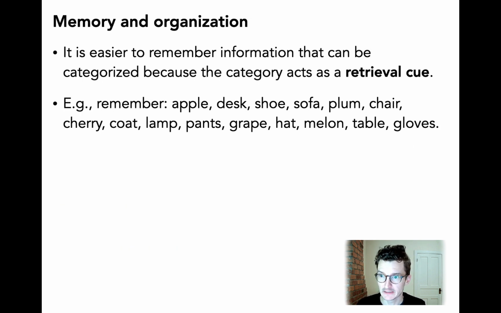Learning material is easier if you can categorize it. Whenever you're studying for any of your classes, you want to think about how the material fits together and group it into different categories, right? If I show you just a list of random words, apple, desk, shoe, sofa, plum, chair, cherry, coat, lamp, pants, grape, hat, melon, table, gloves, it's very difficult to learn that list as is.